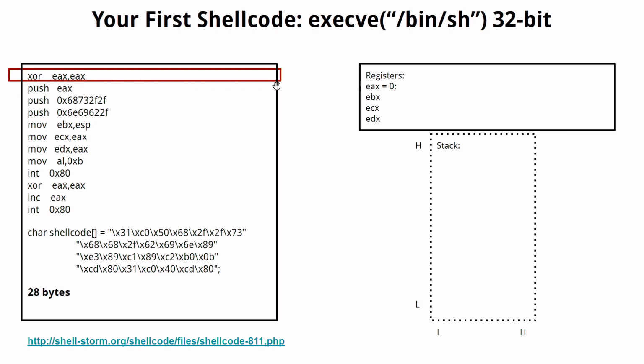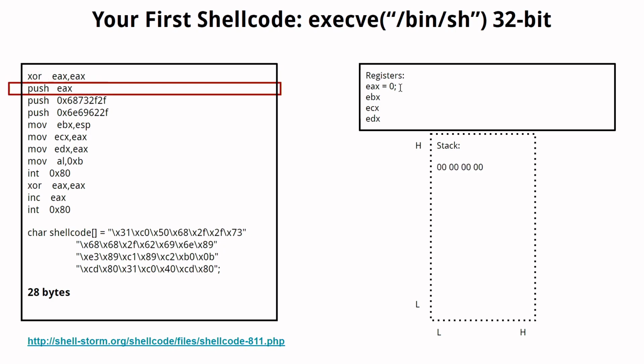So the first instruction here is exclusive OR EAX. After this, the register EAX will have the value 0, right? Then we push EAX. EAX is 4 bytes, so we push 4 bytes onto the stack. The stack will look like this. There are 4 bytes, all zeros. And ESP points to this place, basically.